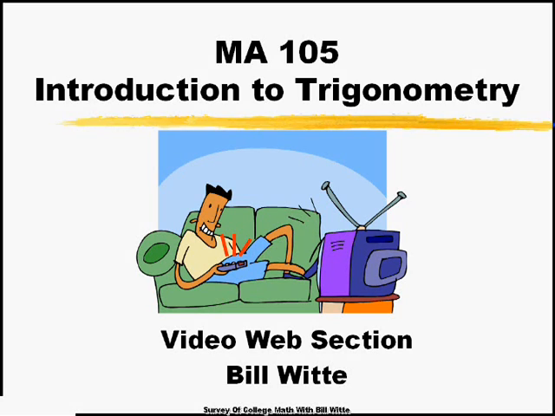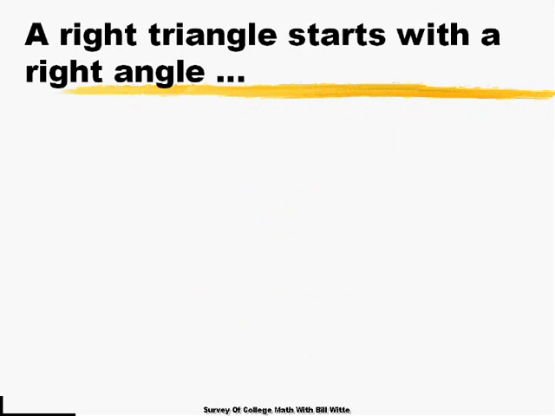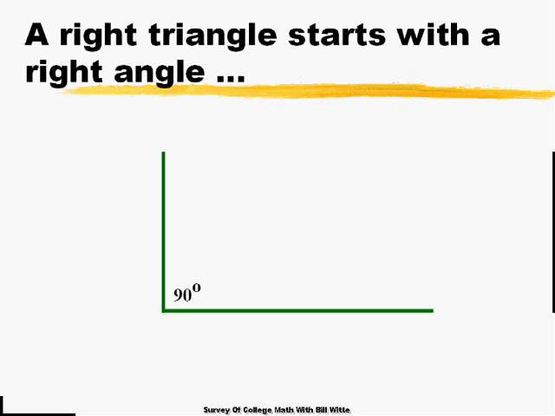Here we go. It's always best to start at the beginning. Let's start with the basic knowledge of trigonometry, and that is that any right triangle, of course, starts with a right angle. Okay, so that's a right angle. We know that means it's 90 degrees.